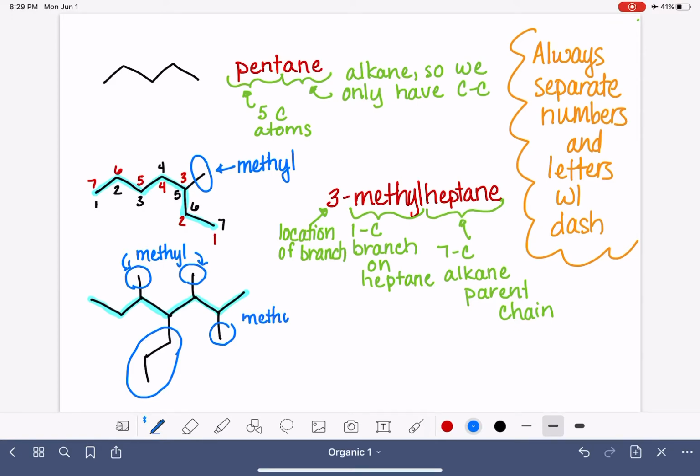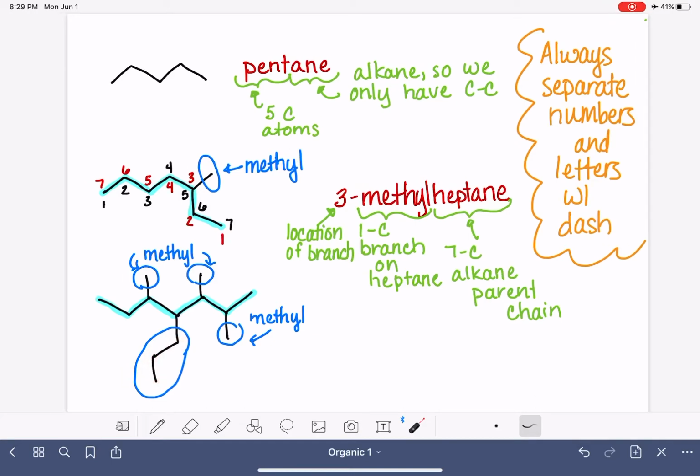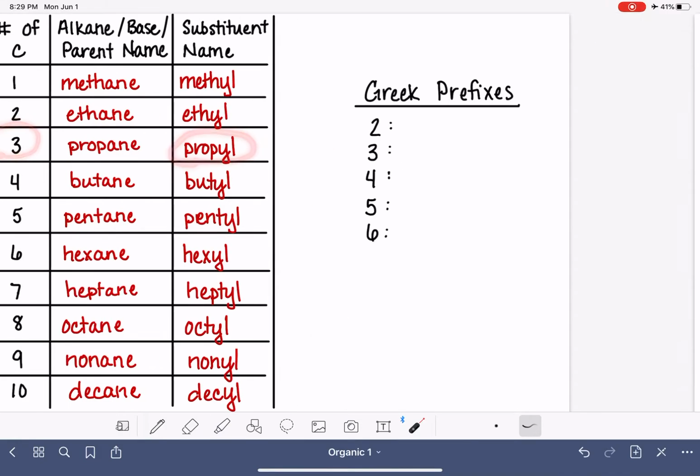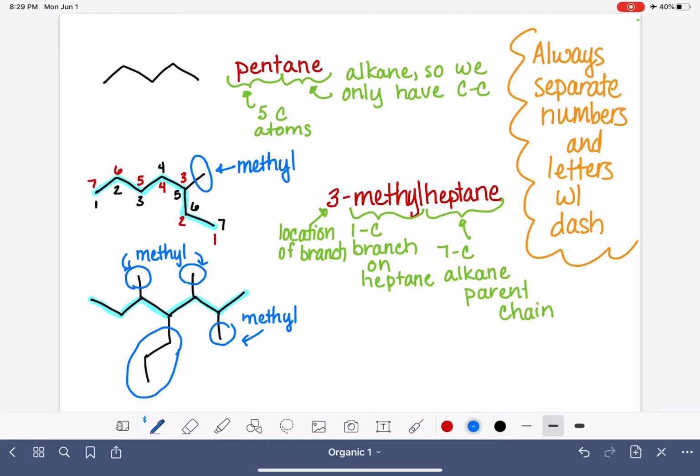Now, if you forgot where that name comes from, I'll show you in just a second as we figure out the name of this substituent. This is a 1, 2, 3 carbon substituent. Let's look and see what that guy's name is. 3 carbon atoms as a substituent, we call it propyl. So this guy's name is propyl.